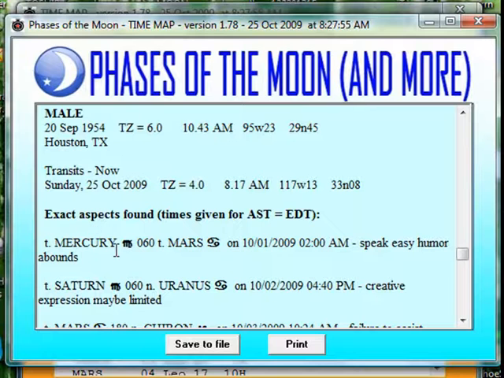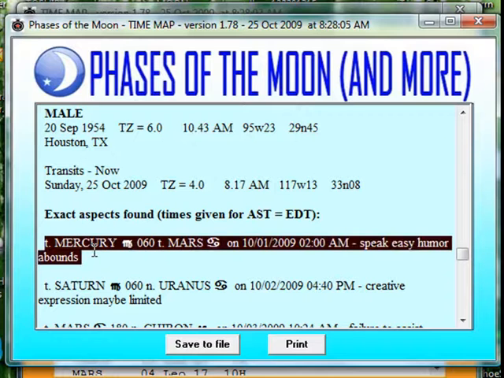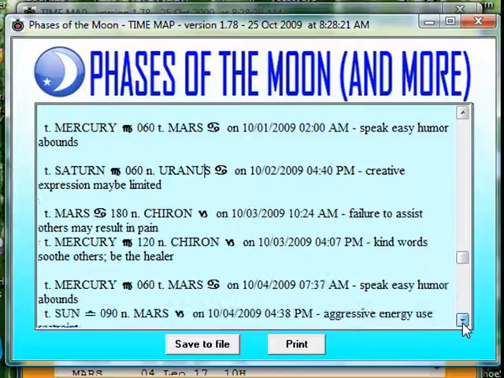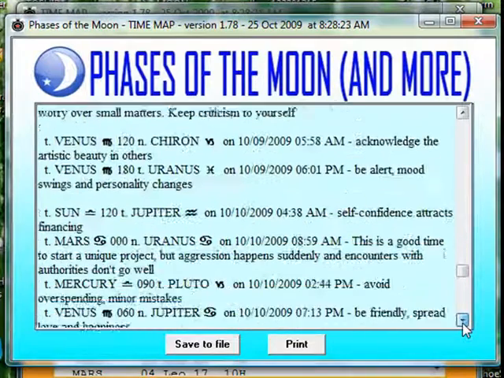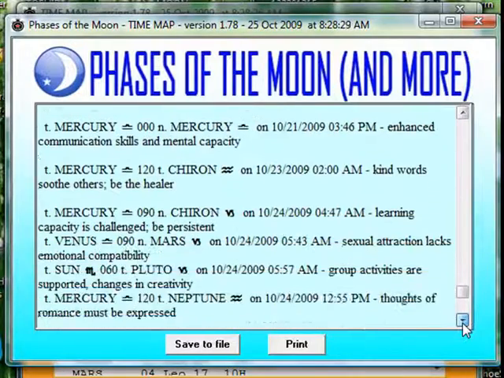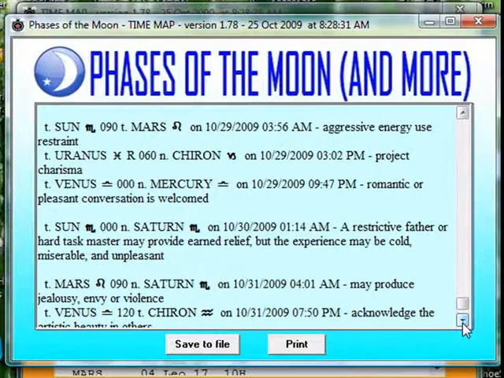Phases of the moon and more also provides you with the exact aspects found at the time of your birth and during the time of a particular month. For this particular example, we had Mercury in Virgo making a sextile to transiting Mars in Cancer, and we have Saturn in Virgo making a sextile to natal Uranus in Cancer. So we see another particular feature for you students of astrology. We'll scroll down to the bottom of the screen to see those exact aspects being made for that period of the month. So this is how you use the phases of the moon and more.